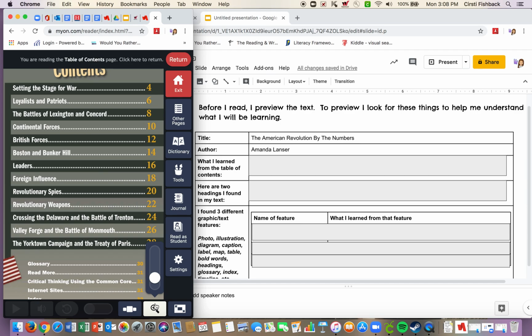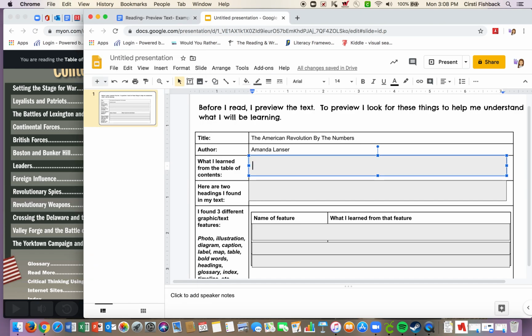As we read through this table of contents, one thing I noticed is that it talks about setting the stage for war, and then goes into the Loyalists and Patriots, which I know were the two different sides. And then we've got the battles of Lexington and Concord, and it continues through with some more battles.